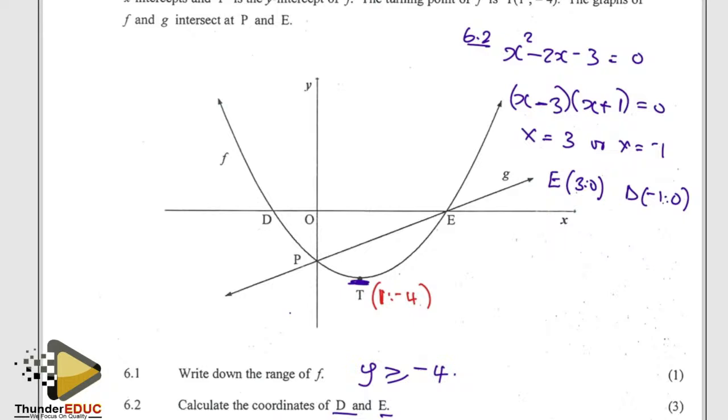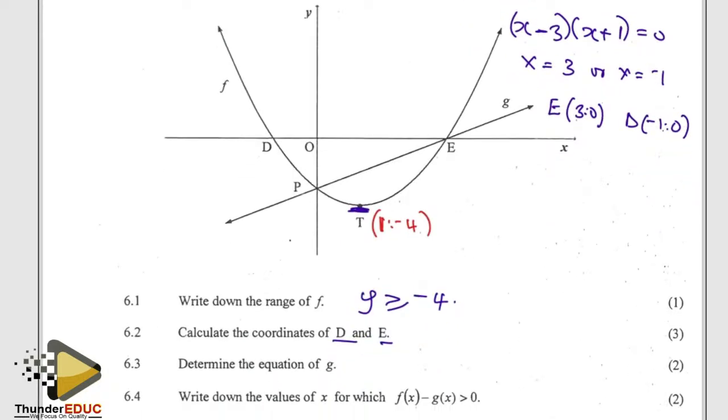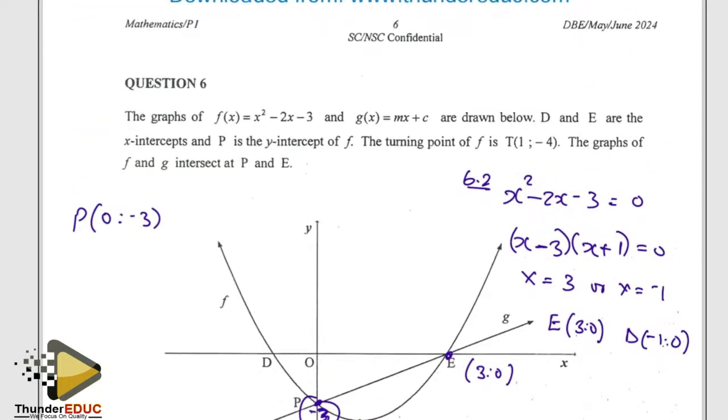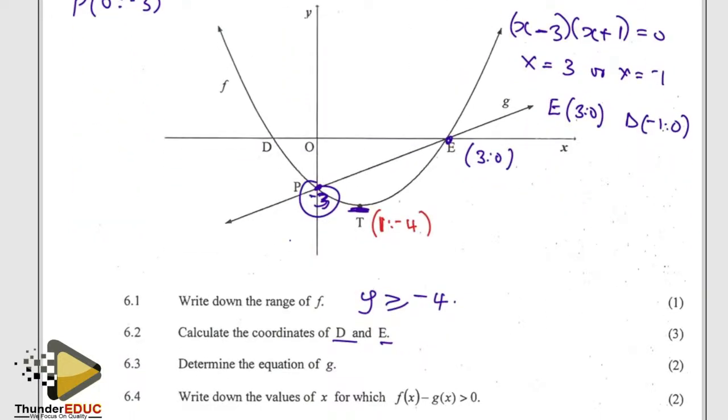And then they want the equation of G. So we already have these coordinates here, which is 3 and 0. Do we have the coordinates of P? We can get P. We know that at P, x is 0. So chances are high this is going to be a negative 3. So I'm going to say P is 0 and negative 3. How am I getting the negative 3? Just replace x with a 0 because that is the y-intercept, or the y-axis.